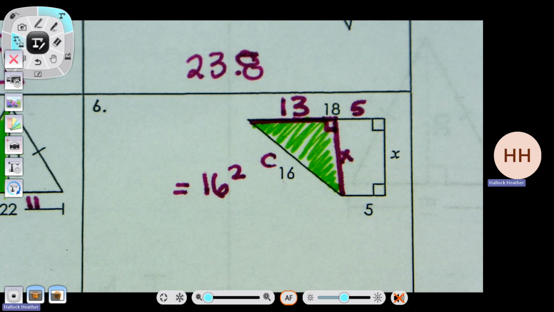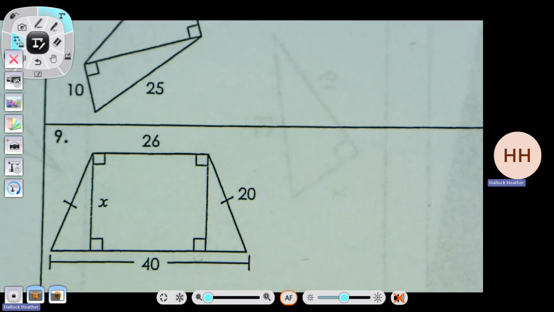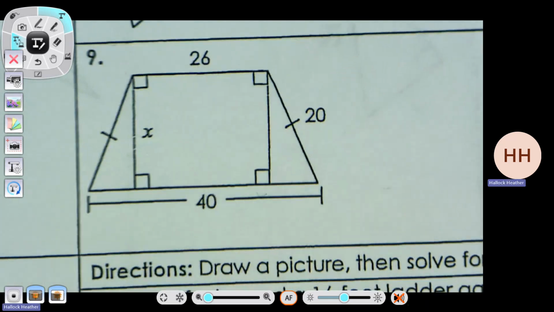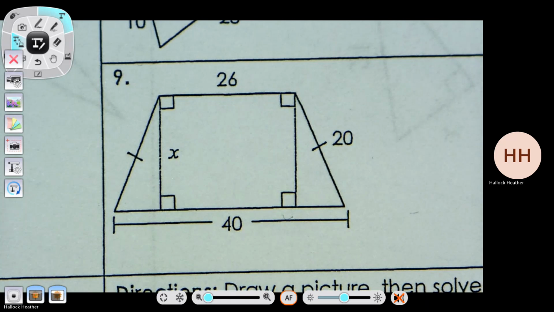Okay, we are going to jump across. So we're jumping around. Let's go to number 9. It's kind of similar. We're not doing 7. We're also not doing 8. We don't need to do a million problems.